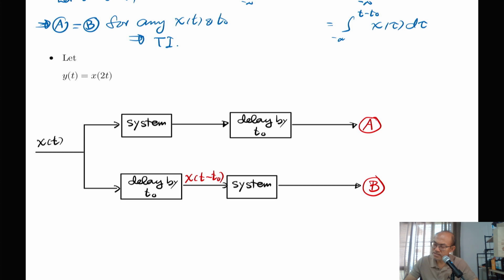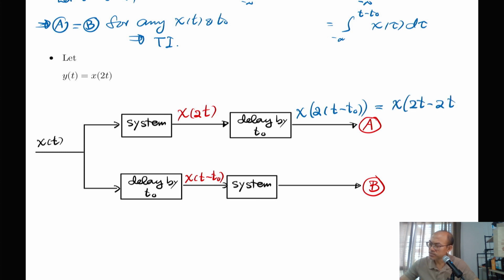Now the way we define the system is that whatever the input is, it will condense the input. It will make the input thinner, 2 times thinner. So whatever x is here, I have x of 2t here. And then I delay, so I have to plug in t minus t0 instead of t. So I'm gonna have x of 2 times (t minus t0) here, and that is equal to x of 2t minus 2t0.